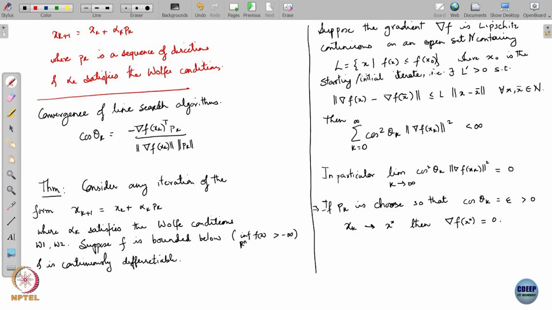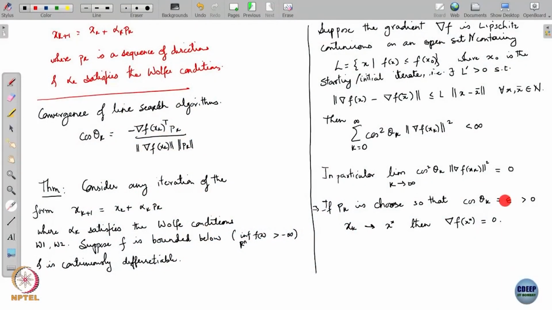Right. So, if pk is chosen in such a way that pk makes an acute angle with the negative of the gradient, what this means is it has some non-zero component along the negative gradient, then you are guaranteed that the sequence of iterates actually gets you to a point where the gradient becomes equal to 0. That means you are satisfying the necessary conditions of optimality.